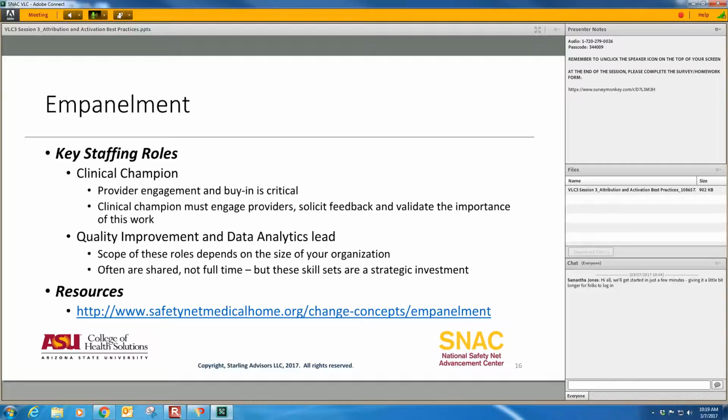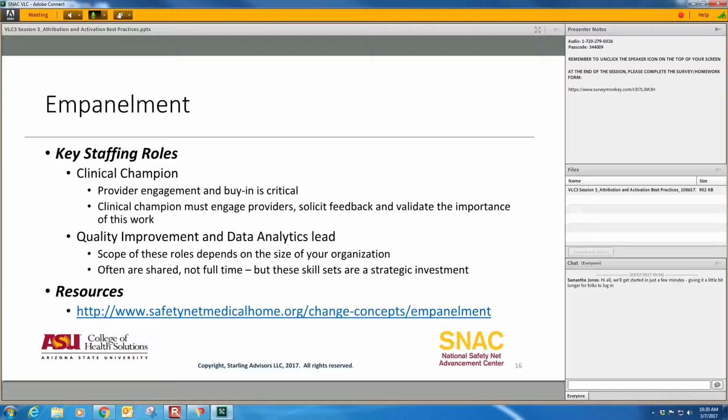And then your other key staffing role is your quality improvement and data analytics lead. And the scope of these roles depends on the size of your organization, and so sometimes these are distinct teams, sometimes these are one person. But we just wanted to highlight that these are really the key, regardless of whether this is one person or four people. These are the key roles that are going to support your success and your ability to empanel your patients across your practice.